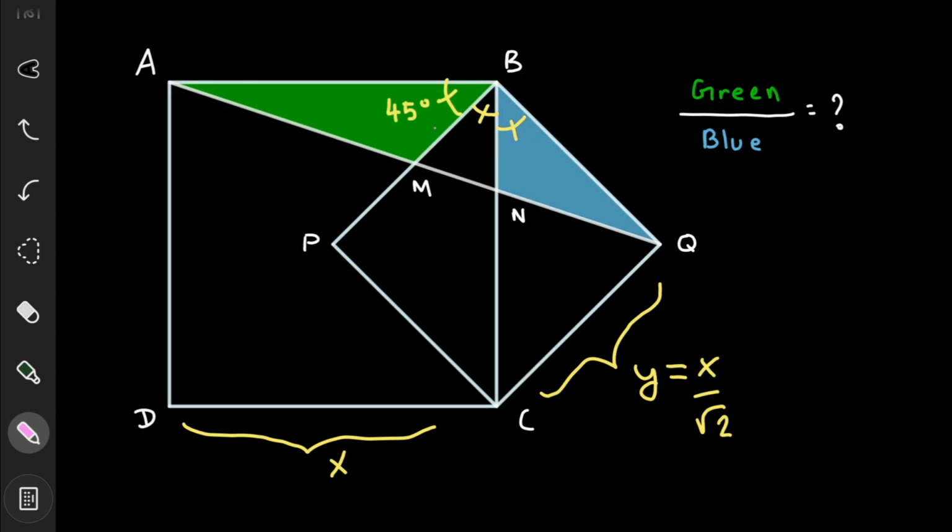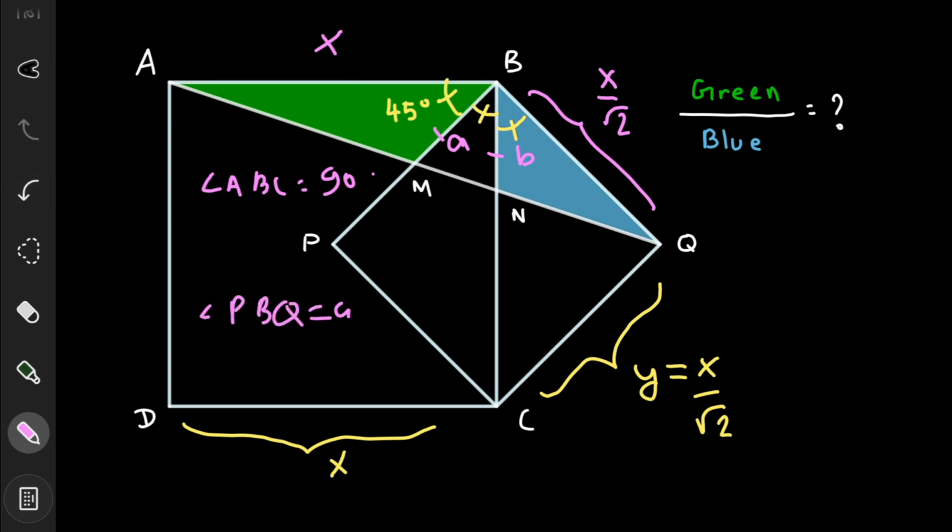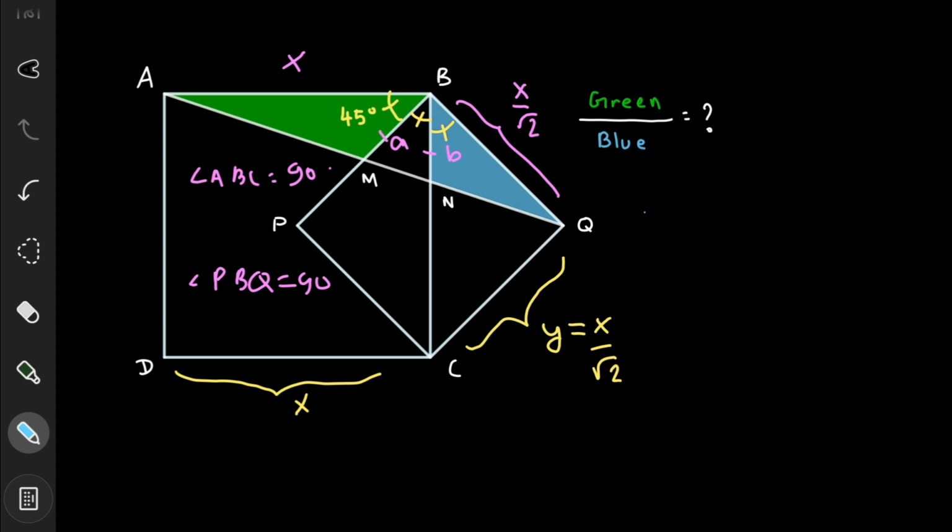Okay. Now what I will do is I'll simply take the length of the line segment BM as a variable A and the length of the line segment BN as a variable B. The length of the line segment BQ is the side length of the smaller square, hence it is going to have a value x upon square root of 2. The side length AB is the side of the bigger square, hence it would have a value x. Now we can see that the angle ABC is 90 degree because it is the corner of the bigger square, and the angle PBQ is also 90 degree because it is the corner in the smaller square, hence both of them would have a value 90 degree. Okay, so here we have finished the marking of all the required things in the diagram.